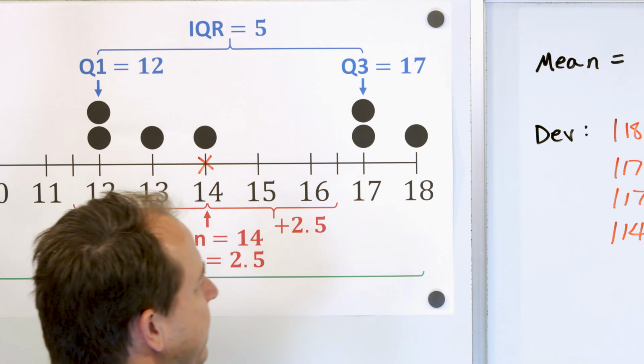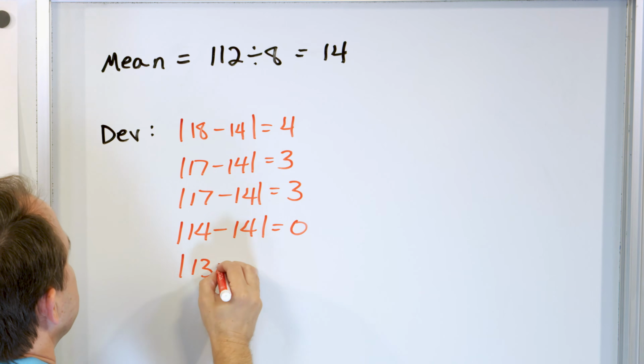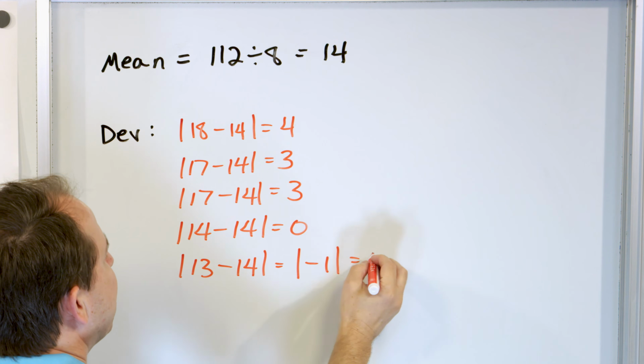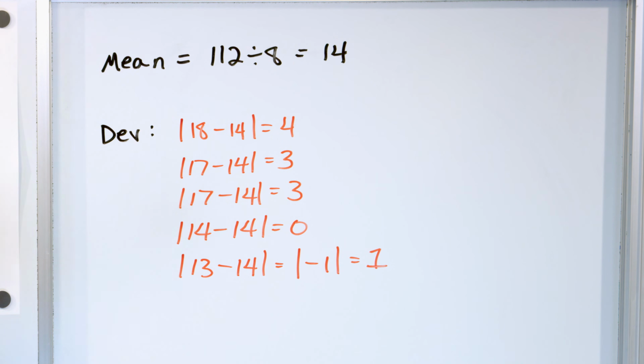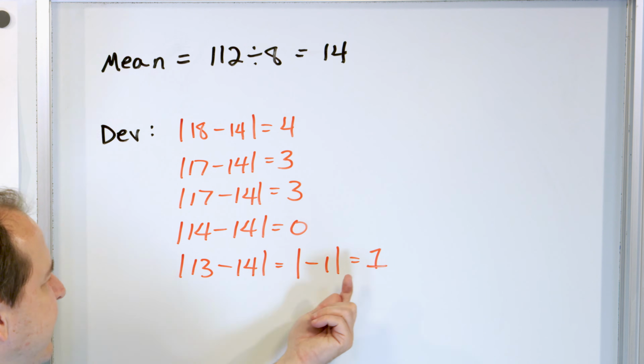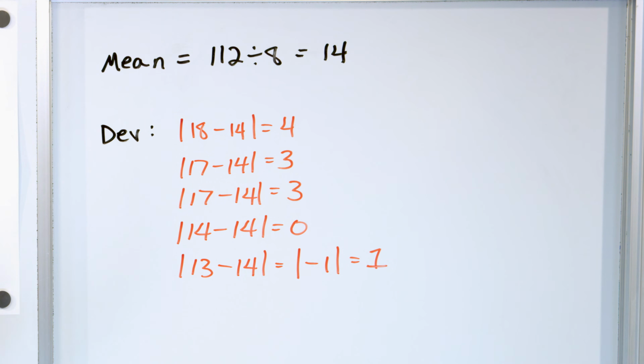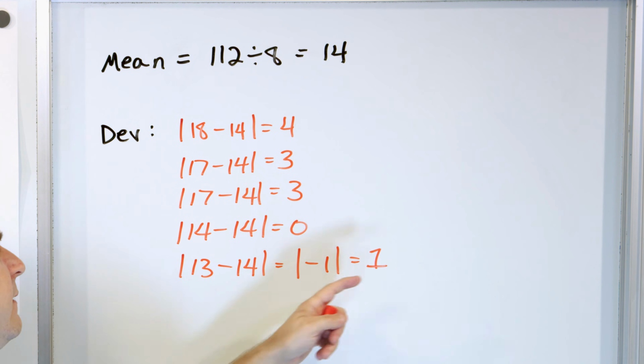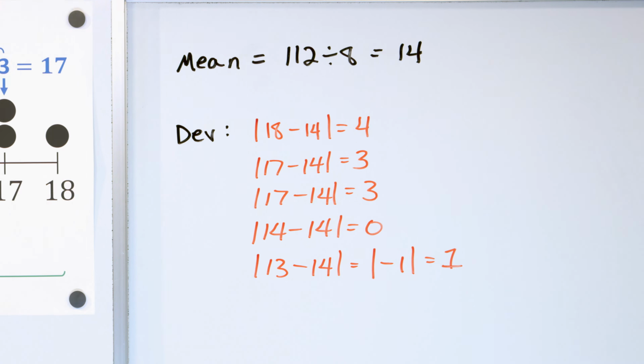13 minus 14. 13 minus 14 just means it's 1 below the mean. So really, you get -1 when you subtract, which means the absolute deviation is just 1. It just means it's 1 unit either way, plus or minus the mean, which is, in this case, minus. So you could say 14 minus 13, you get 1. You got to put a negative sign on it because it's backwards, and then the absolute value is 1.